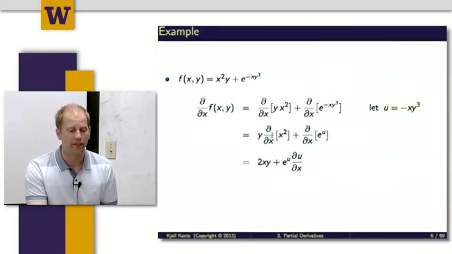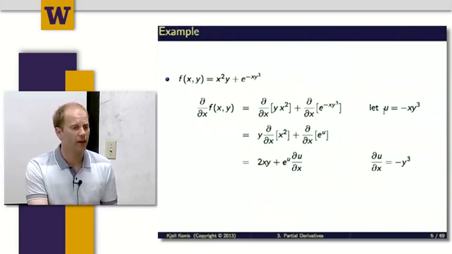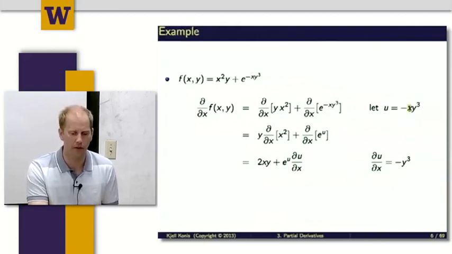And then for the first term, that was pretty easy. I just used the power rule to say that the derivative of x squared was 2x, so I end up with 2xy. So the partial derivative of my substitution with respect to x is just going to be minus y cubed. So that's just minus y cubed times x, using the power rule.